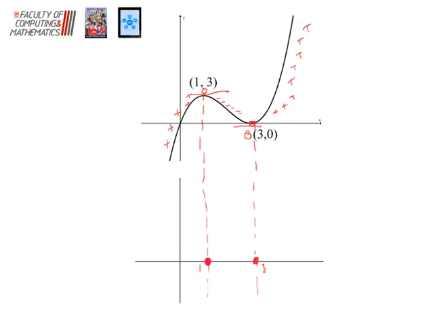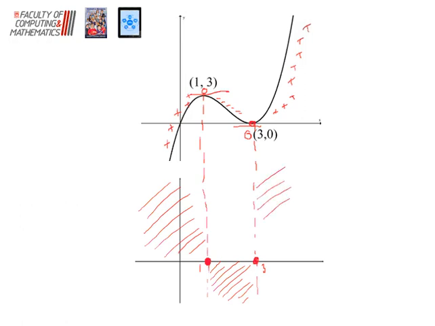Prior to 1, it's positive. That means the graph is going to go above the x-axis, because the gradients are going to be 1, 2, 3, all positive numbers. In between 1 and 3 it's negative, so it's going to be below the x-axis because the gradients will have a negative value. And then after 3 it's going to be positive again.